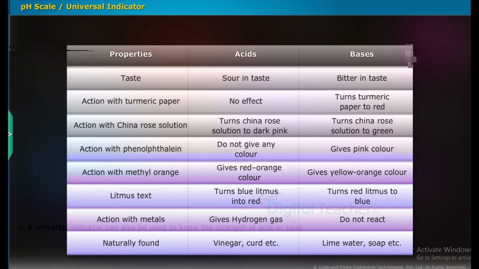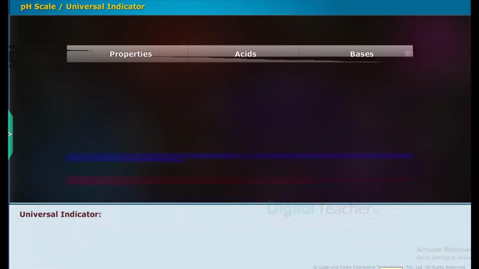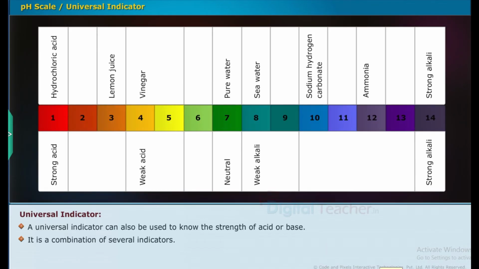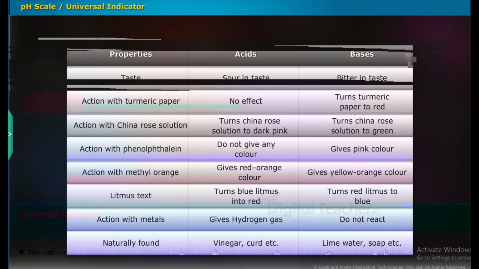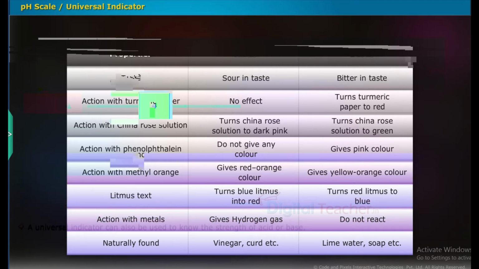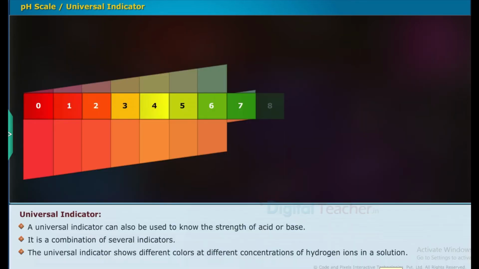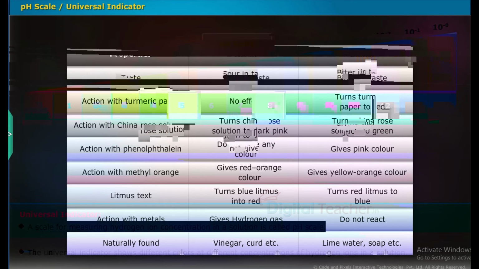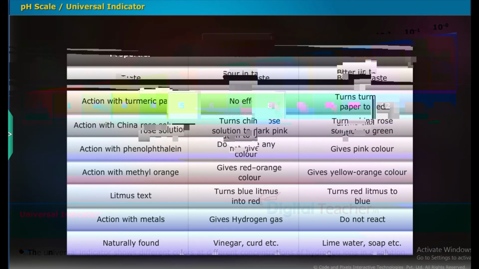Universal indicator. A universal indicator can also be used to know the strength of acid or base. It is a combination of several indicators. The universal indicator shows different colors at different concentrations of hydrogen ions in a solution. A scale for measuring hydrogen ion concentration in a solution is called the pH scale. The P in pH stands for potential, whose meaning in German is power.